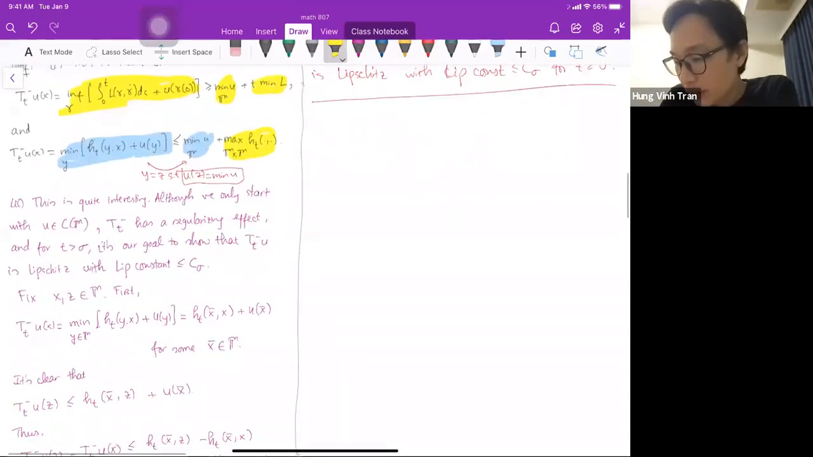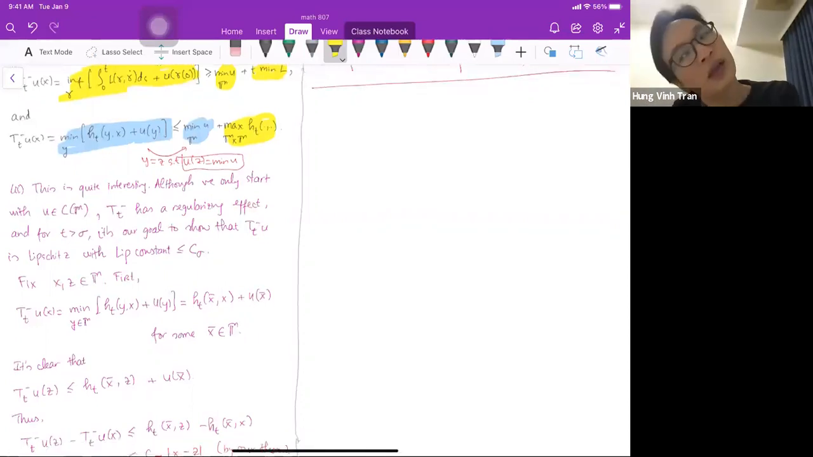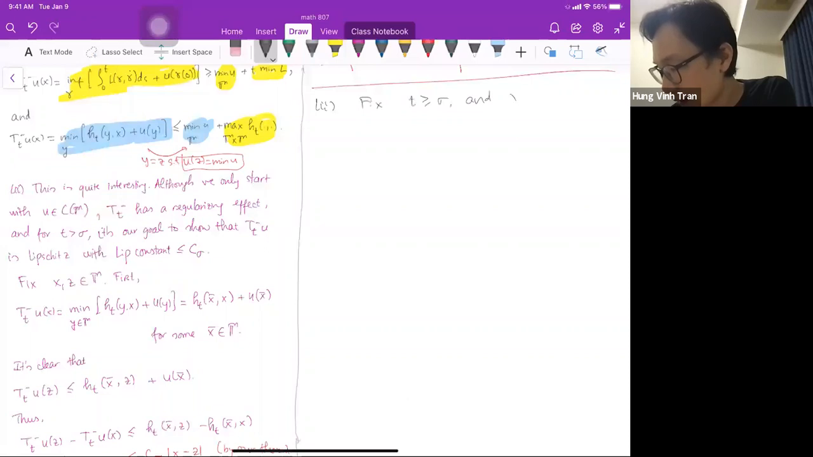Now, the regularizing effect, and I'll mention by the end that we also have the Hopf-Lax formula, and that's actually a very important object in the literature. We get to that soon, but now let's just prove it. Let me write down here. To prove two, fix t greater than or equal to sigma, and also x and z in the torus.